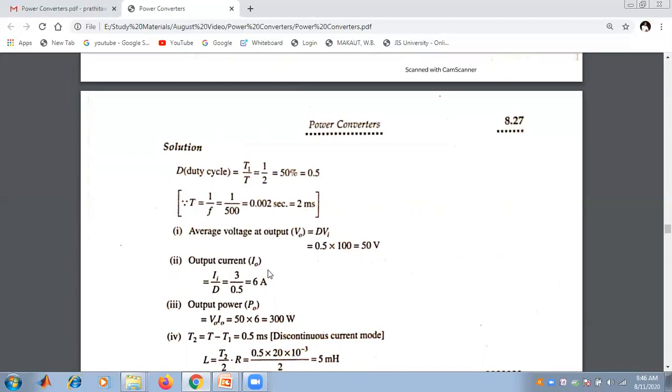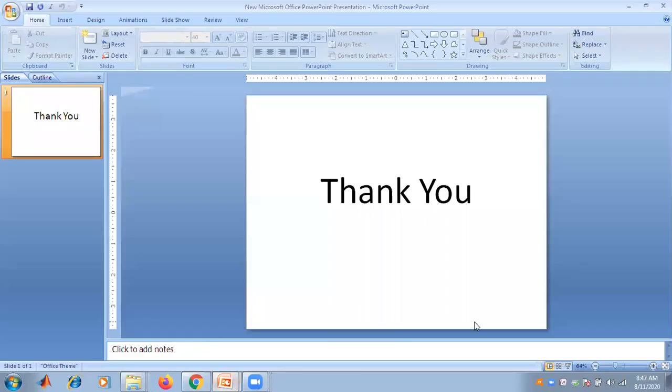So this is a problem that we have solved. It is related with the DC to DC buck converter, some of the numerical problems that we have seen. So we have discussed the continuous current mode of operation and discontinuous current mode of operation related with the buck converter. Thank you.